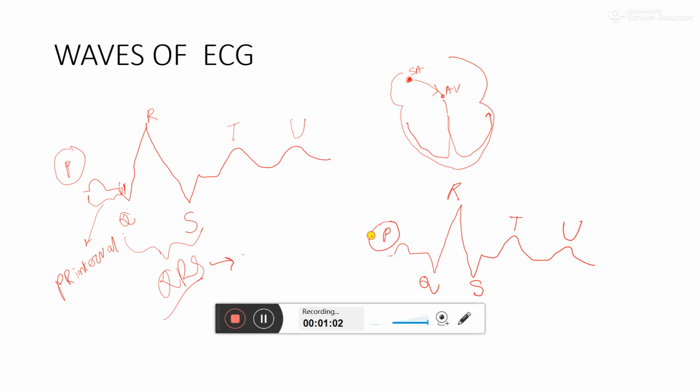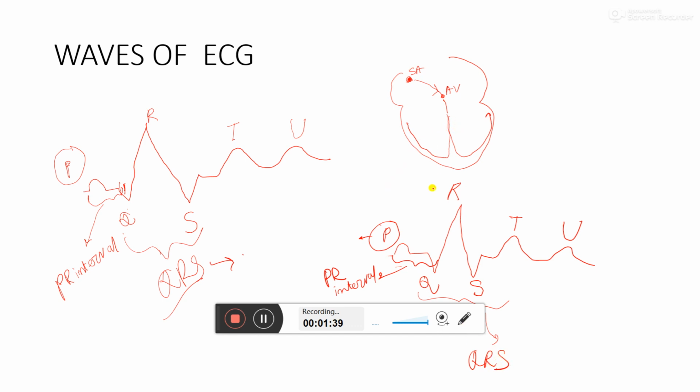The P wave is the atrial contraction. From the start of the P wave to the start of the R wave is the PR interval. It determines the time the rhythm takes to come from the SA node to the AV node, including the AV nodal delay. Then Q, R, and S, these three waves make the QRS complex.